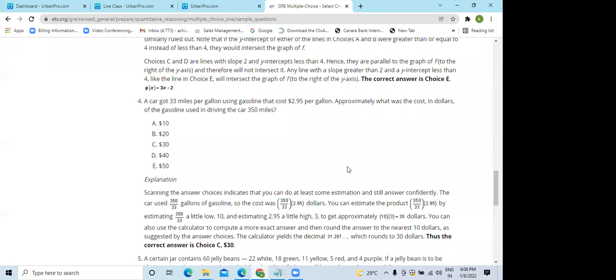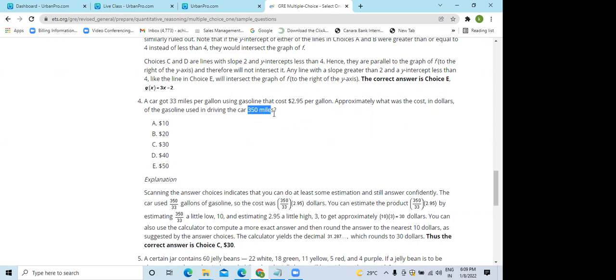See here, scanning the answer choices indicates that you can do at least some estimation and still answer confidently. So for 350 miles, it is doing 33 miles per gallon. So 350 divided by 33 would approximately be more than 10. Am I right? Yeah, more than 10. So it is more than 10, which means it would be close to this $29, right? You understood the logic here?